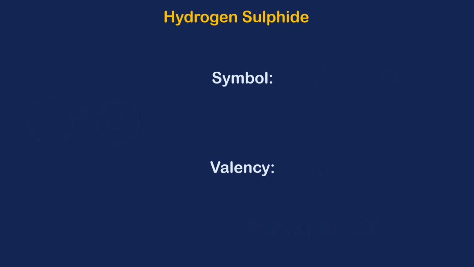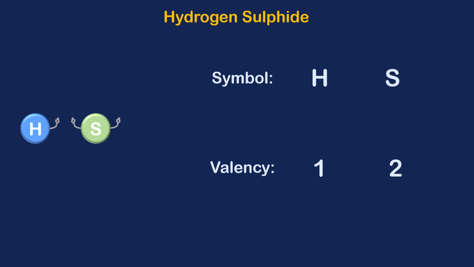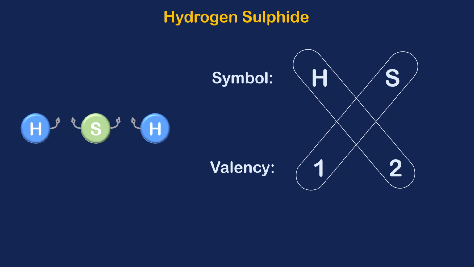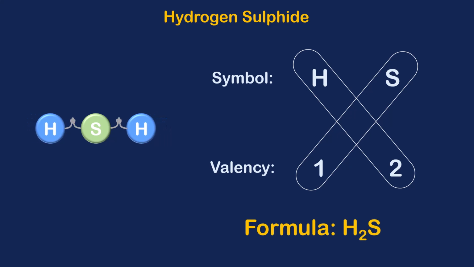Next, hydrogen sulfide. Hydrogen has a valency of 1, but sulfur has a valency of 2. So we need 2 hydrogen atoms and just 1 sulfur atom to get a balanced compound of H₂S. The valencies get swapped in the formula.